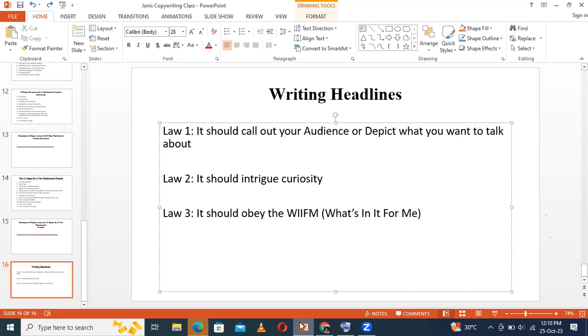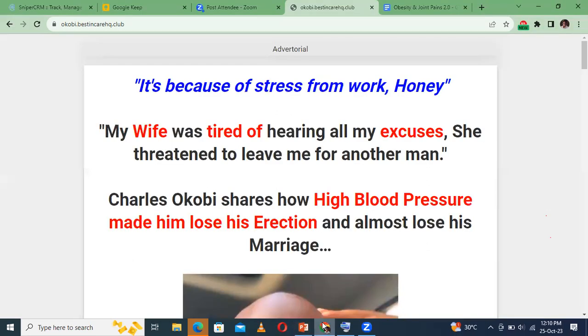Does it obey the 3 laws? Okay, let me go back to the headline. So look at the headline. Does it obey the first law? It obeys law 1 and law 2, but it does not obey law 3. Okay, how does it obey law 1?